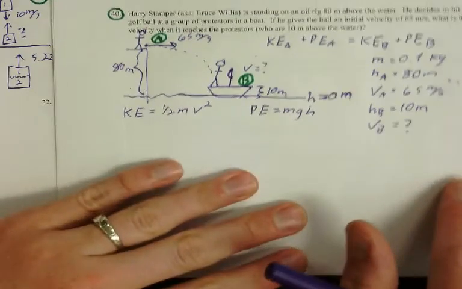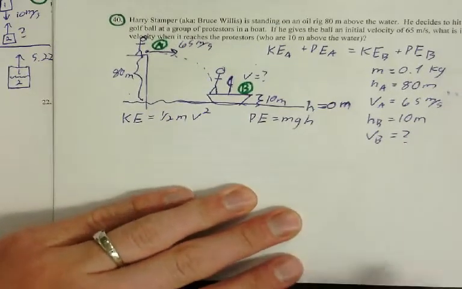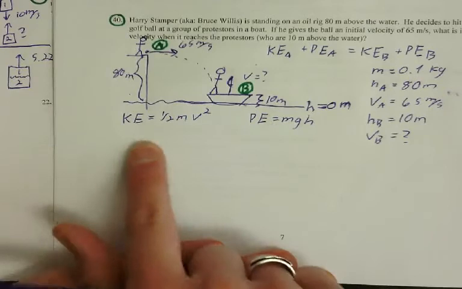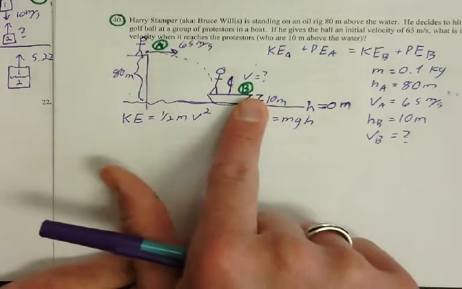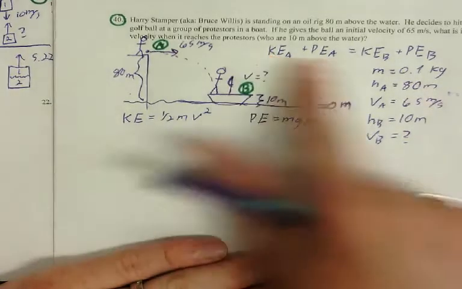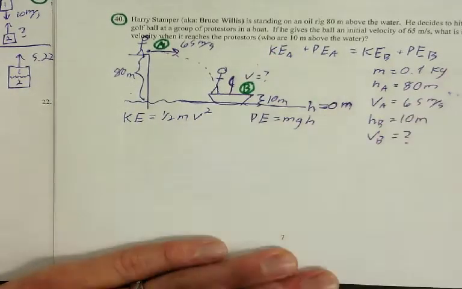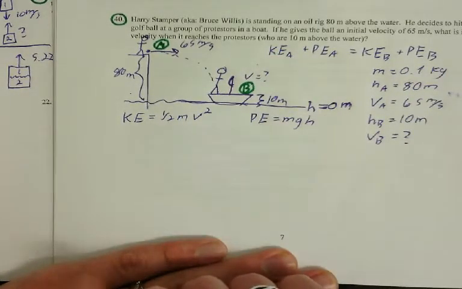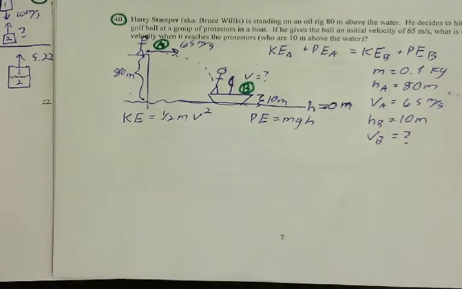So here's where I want you guys to go from here on number 40 now. Find kinetic and potential at A and at B using these numbers. Then plug them into the equation and see if you can solve what you're looking for. All right, I'll come around again and see what questions you have.